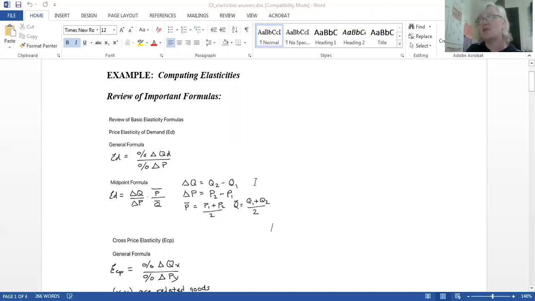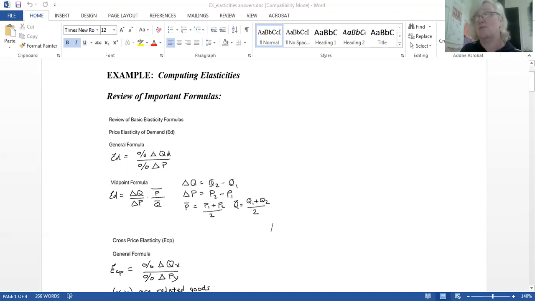And so to remind you what my shorthand means, that delta Q, that's the Greek letter delta, means change. Change in Q is just the difference between the two Q's. And the change in P is just the difference, P2 minus P1. You do have to be careful that Q2 matches up with P2 and Q1 matches up with P1.